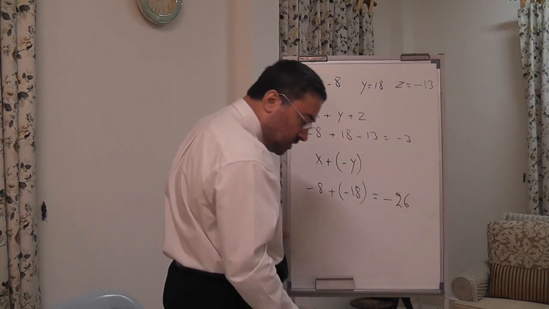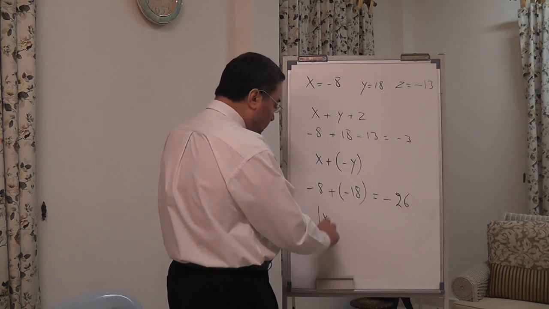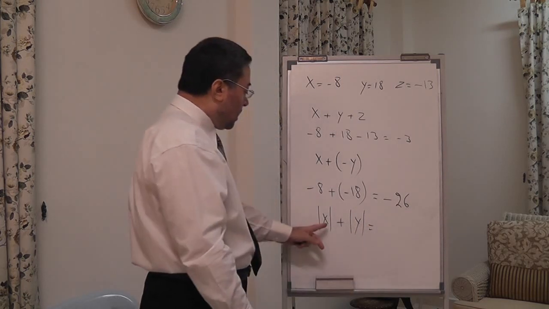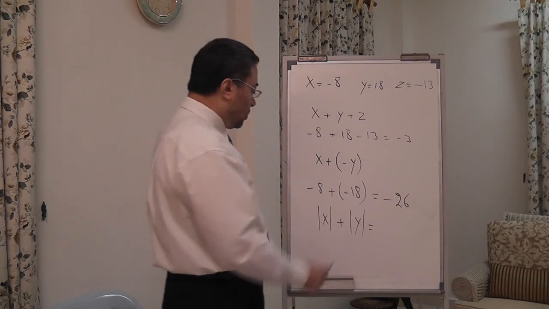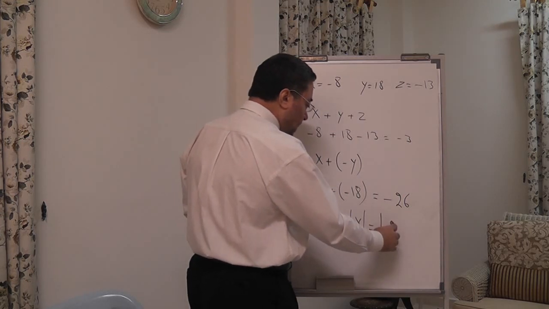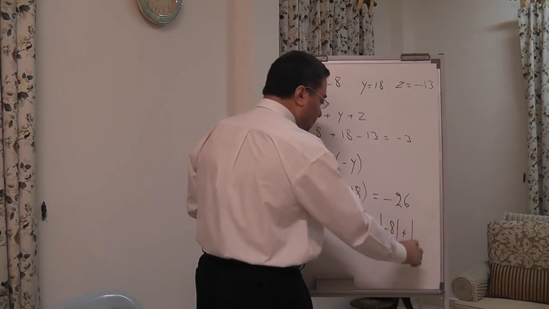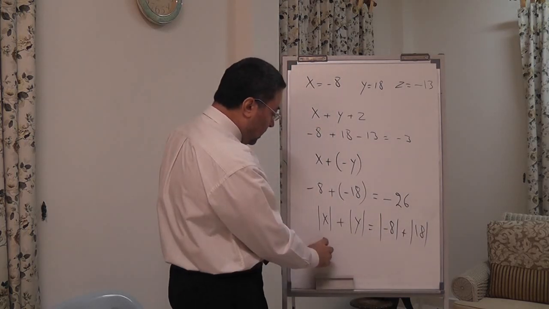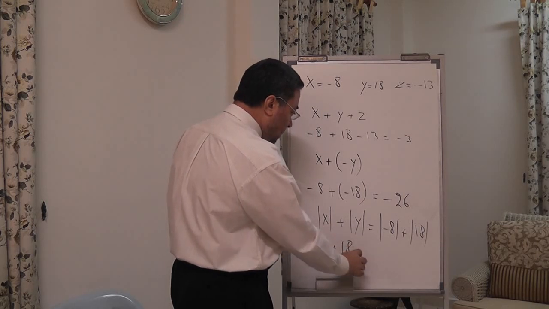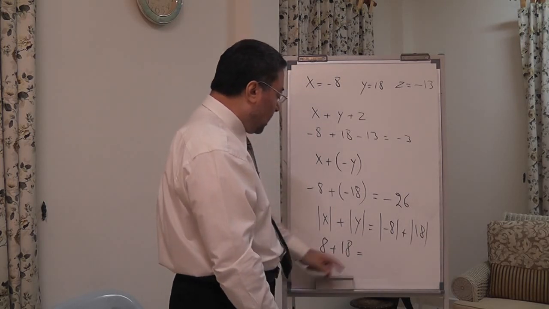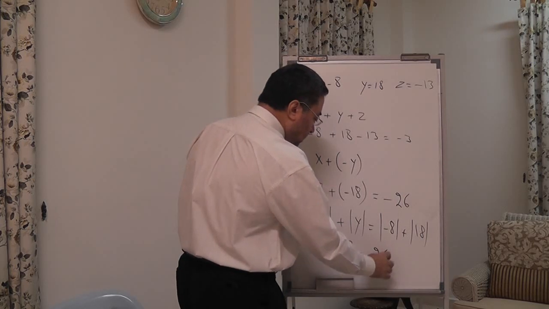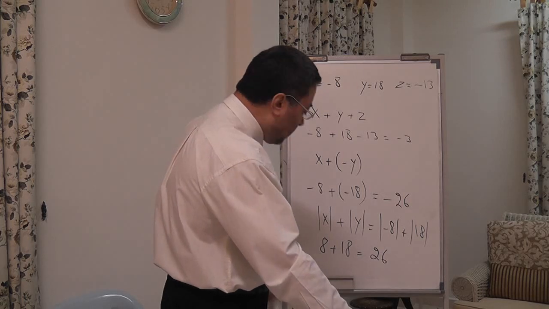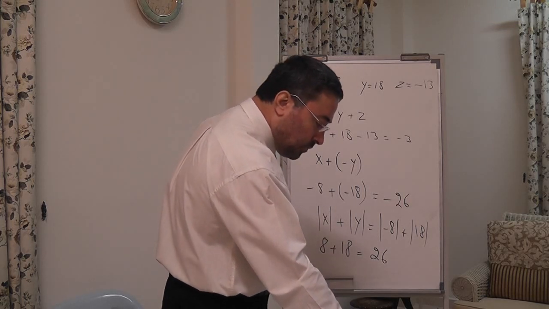Number 45, absolute x added to absolute y. X is minus 8, so it comes out from the absolute as 8. Y is 18. Here, this will come out from the absolute as 8 plus 18. Again, 8 and 18 is 26, and it is a positive 26. Both numbers were in the absolute, and both are going to come out from the absolute as positive.